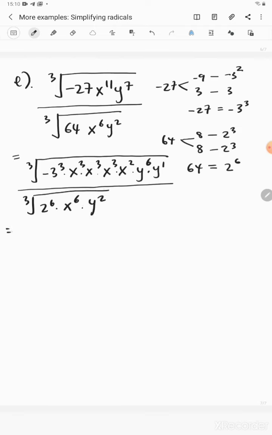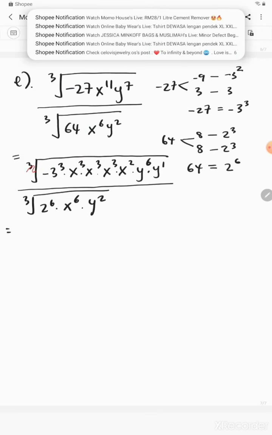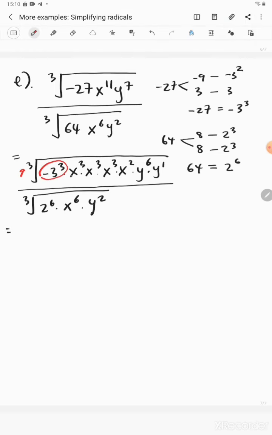So now we simplify, which one we have to take out. Now we have power of 3, yang kita boleh keluarkan adalah power of 3, and we have x 3 times, right? So this will be x power of 3 later. And now we have y power of 6, because 6 divided by 3 we get y power of 2 later. And then now we have power of 3. We can take out 2 and 6, right? And this will be 2 power of 2 and x power of 2.